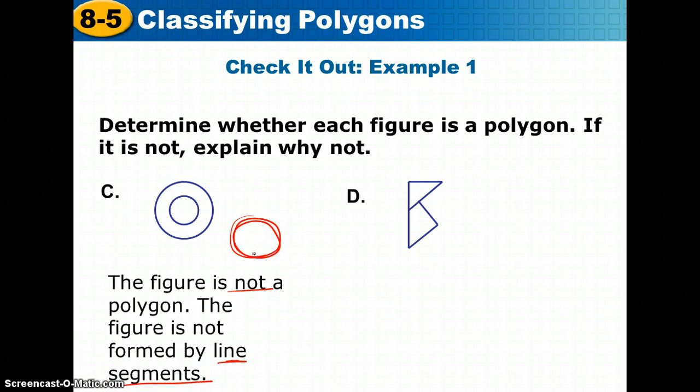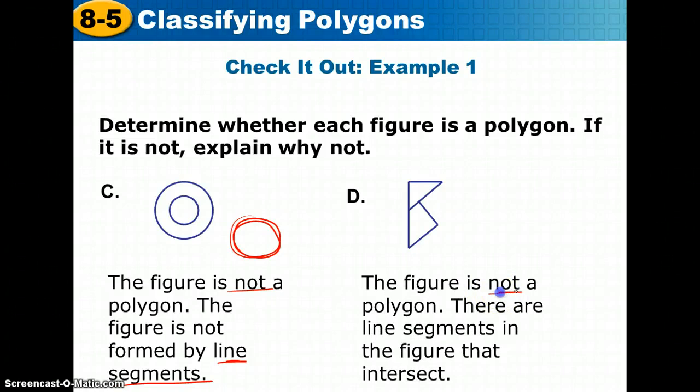What about D? Yes or no? D's a little tricky. What's going on there? It is not, because we do have them intersecting. It's going into the shape.